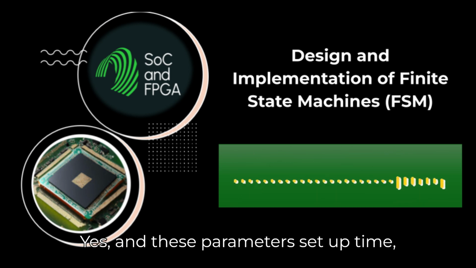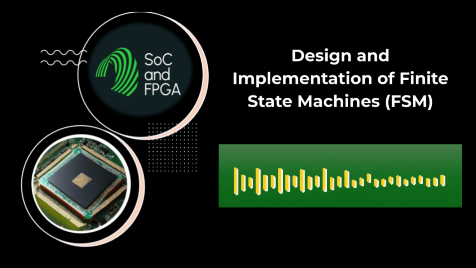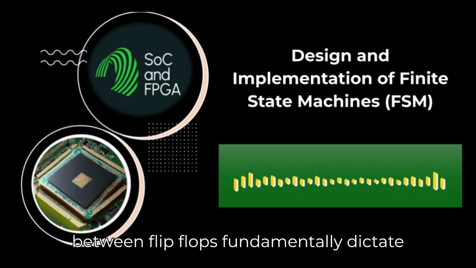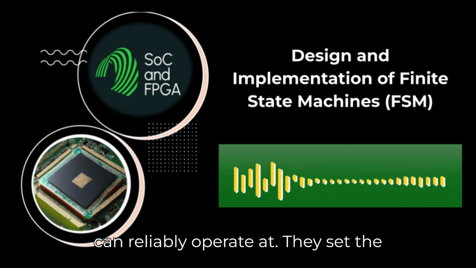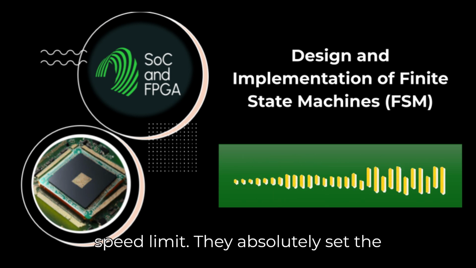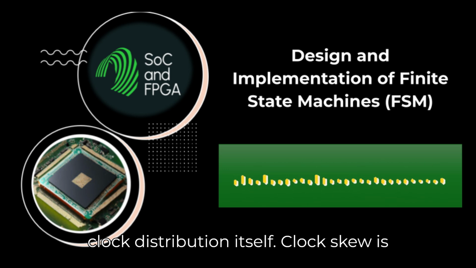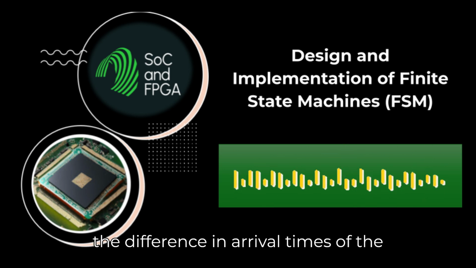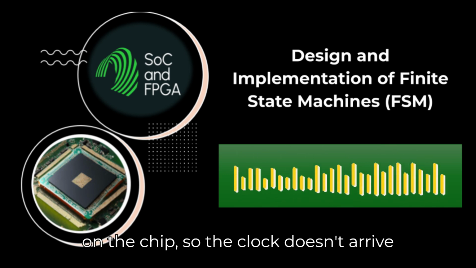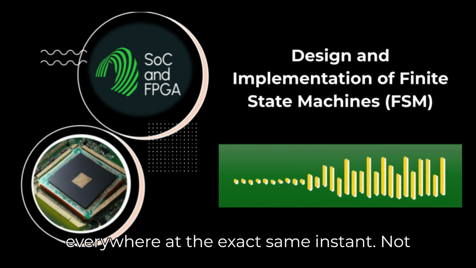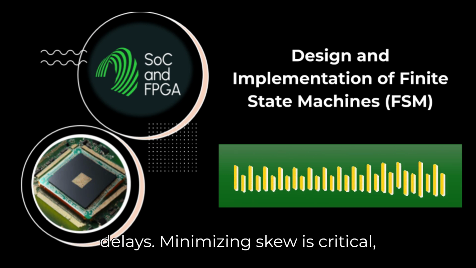Yes. And these parameters, setup time, hold time, clock-to-Q delay, plus the delays through the combinational logic between flip-flops, fundamentally dictate the maximum clock frequency your circuit can reliably operate at. They set the speed limit. They absolutely set the speed limit. We also have to worry about clock distribution itself. Clock skew is the difference in arrival times of the same clock edge at different flip-flops on the chip. So the clock doesn't arrive everywhere at the exact same instant. Not perfectly, no. There are always slight delays.